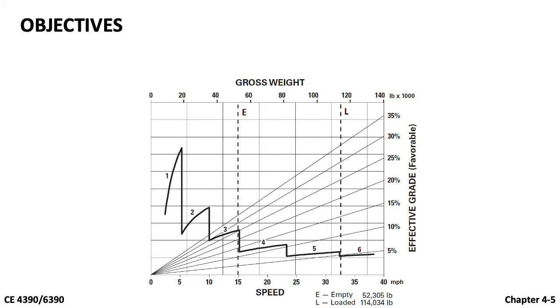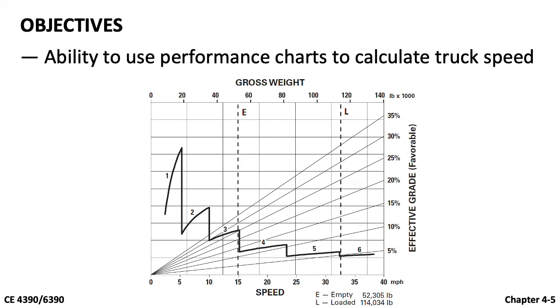Second, the ability to use performance charts to calculate truck speed. You have seen this kind of chart before in previous lessons of this chapter. This is called a performance chart, which we can use to calculate the speed of the equipment. Today you will learn how to use this performance chart to calculate truck speed based on the truck weight and the resistance grade.